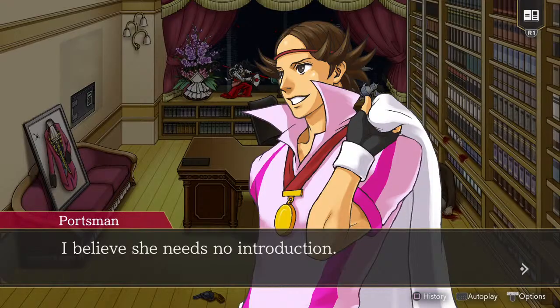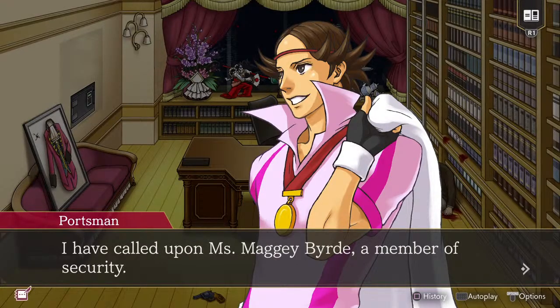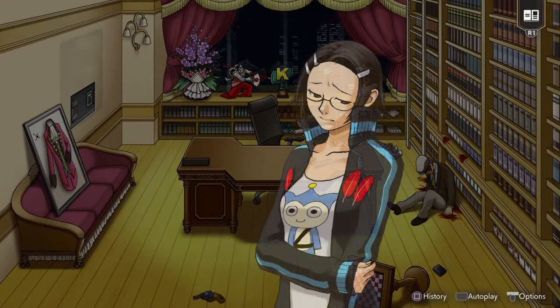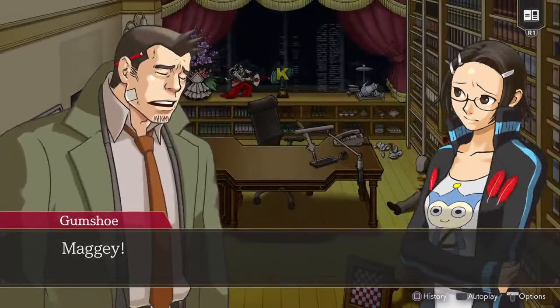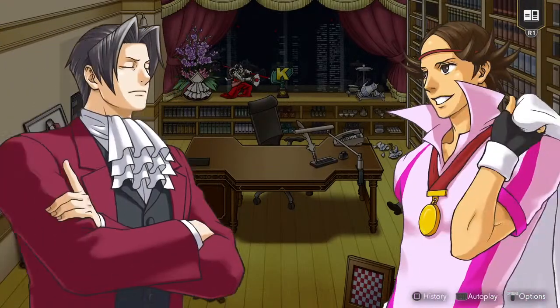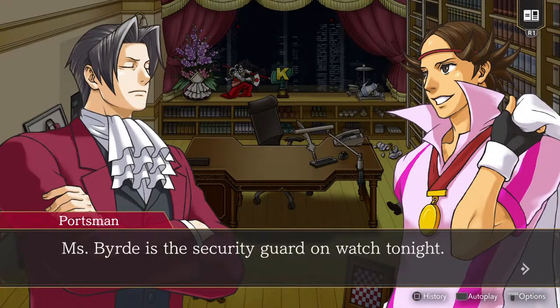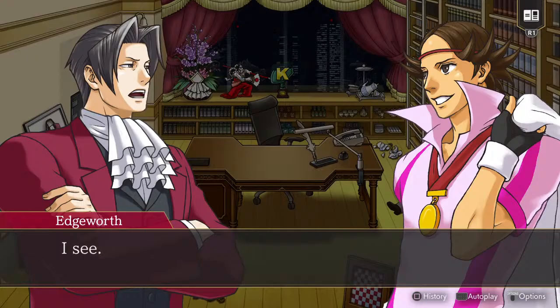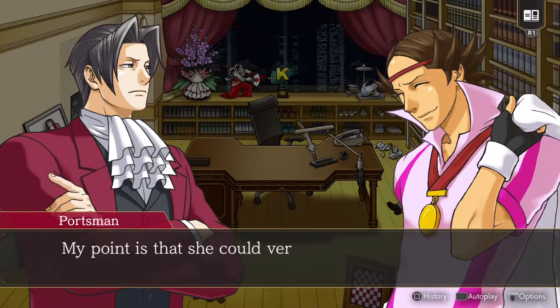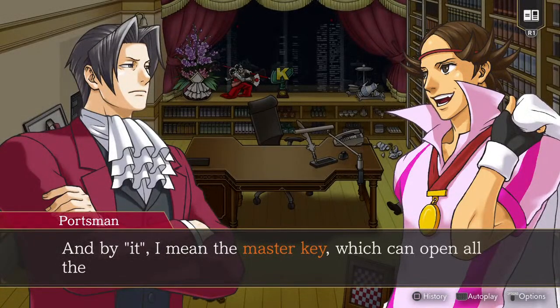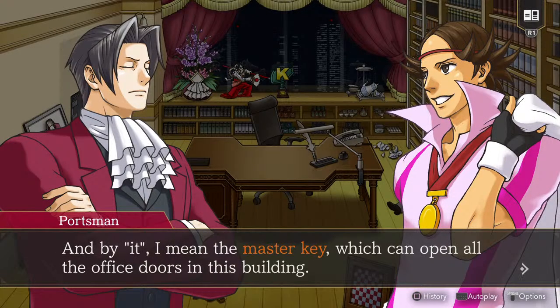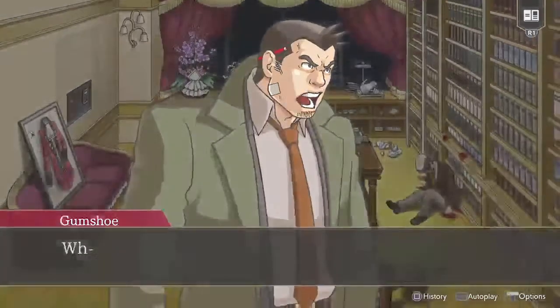I believe she needs no introduction. I've called upon Miss Maggie Bride, a member of security. Detective Gumshoe, sir. Maggie! Miss Bride is a security detective on watch tonight. I see. The point is that she could very well have used it. And by it, I mean the master key, which can open all of the office doors in this building.